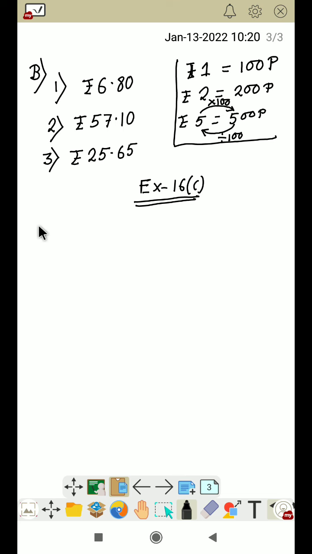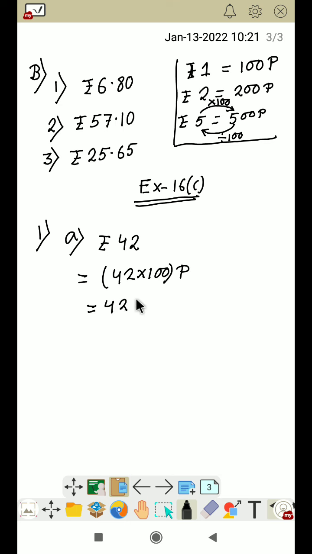Now look at the questions. Question number 1A is given here: convert rupees into paise. The number given is 45 rupees. So how to convert rupees to paise? You know that you have to multiply by 100. So that will be 45 into 100, this much paise. If you multiply 45 into 100, that will be nothing but 4500 paise.